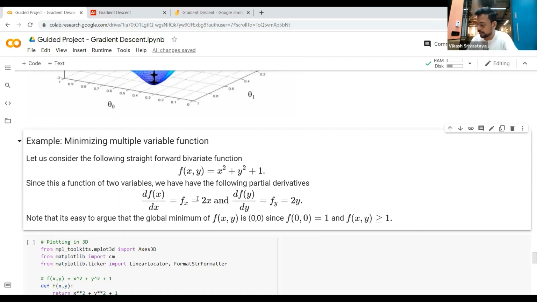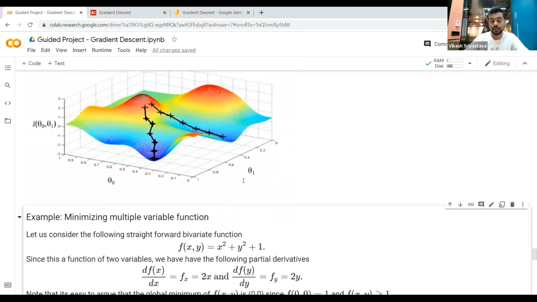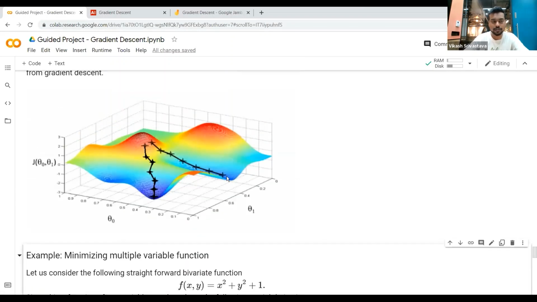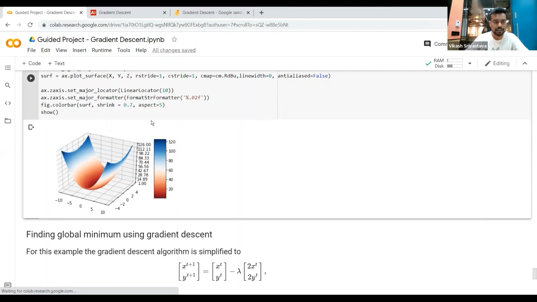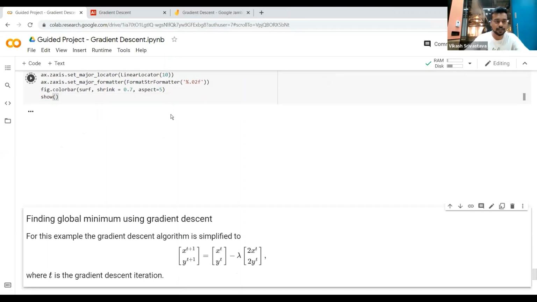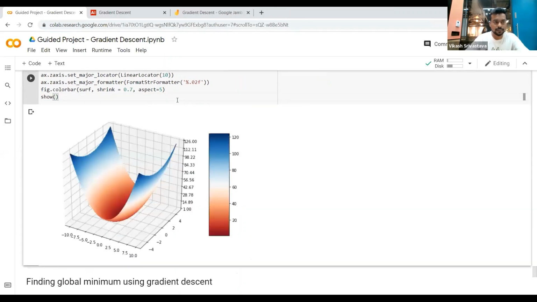So if you plug theta naught and theta 1 both as 0 into f, the minimum is nothing but 0 squared plus 0 squared plus 1, which is 1, right? So this is essentially an upward paraboloid. I have plotted this here, so maybe I'll just run this. So this is an upward paraboloid, right?